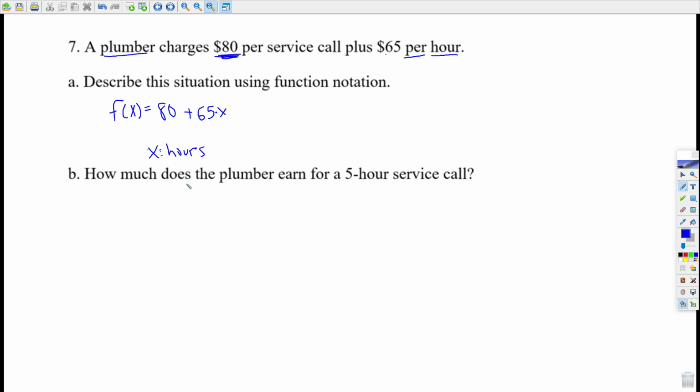Part B: how much does the plumber earn for a 5-hour service call? That just tells us to plug in 5 for x. So we do f of 5 and plug it in: 80 plus 65 times 5 hours, and we said x was hours, so times 5. I'll leave this one to you to finish. You multiply and add and see what you get.